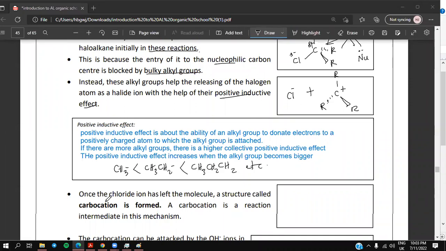Let's start the work again. Once a chloride ion has left the molecule, a structure called carbocation is formed. The carbocation is a reaction intermediate in this mechanism. I showed the carbocation over here, but let's draw it again. Carbon, R, R, another R with a positive charge.